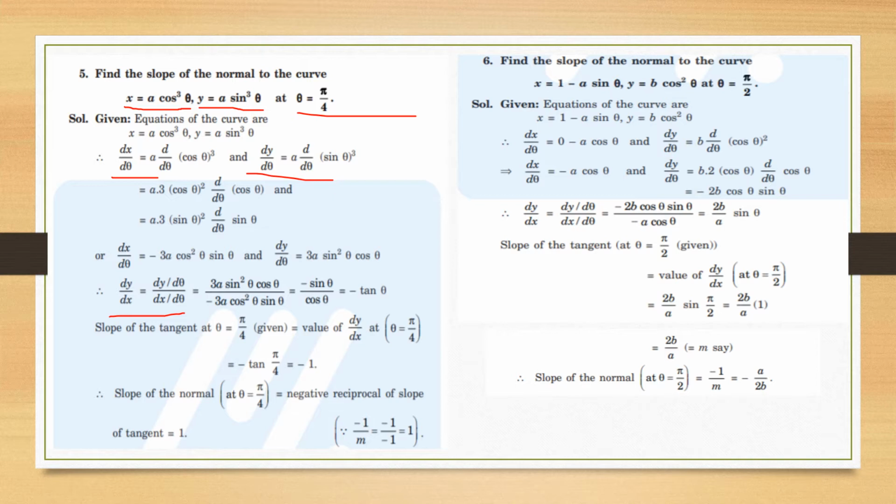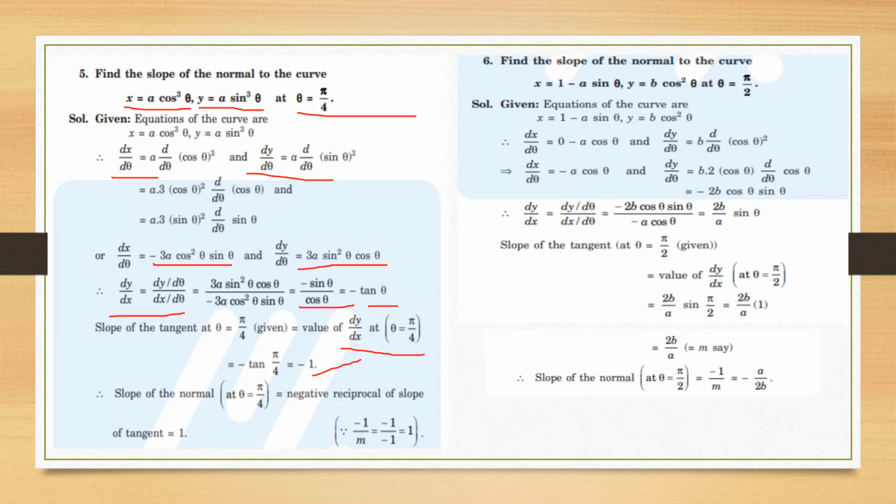So dx upon d theta is minus 3a cos square theta sin theta, and dy by d theta will be 3a sin square theta, and derivative of sin theta is cos theta. So dy by dx is minus sin theta upon cos theta, that is minus tan theta. Now slope of tangent at theta equal to pi by 4 will be the value of the derivative at theta equal to pi by 4. So I get it as minus tan pi by 4, that is minus 1.